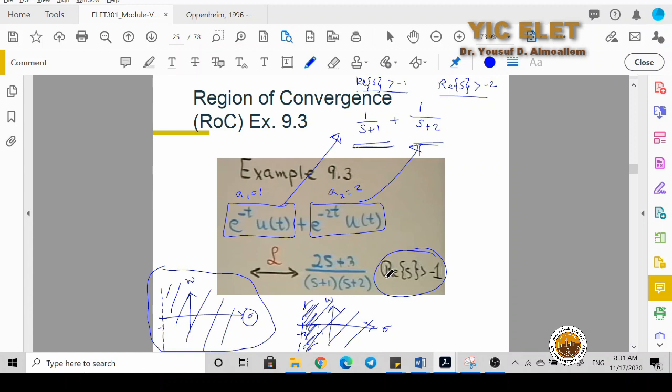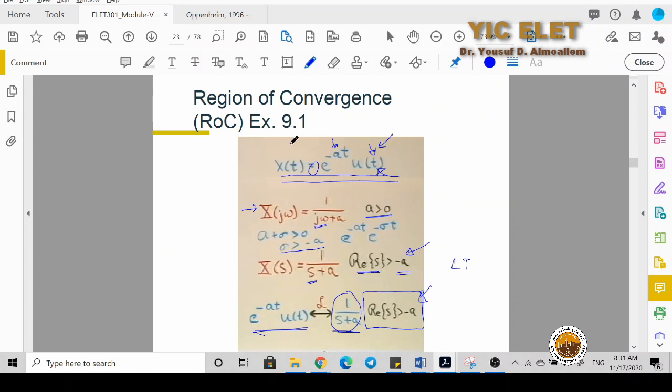Yes, did you discard the function before minus 1 in the s domain? Or what do you mean by the solution is for minus 1 convergence?